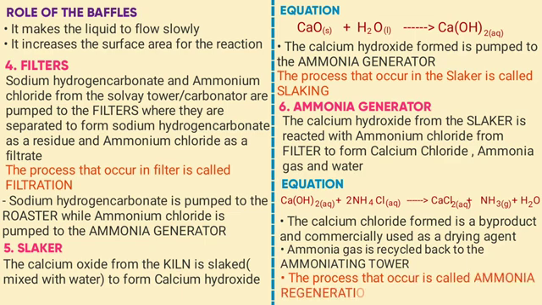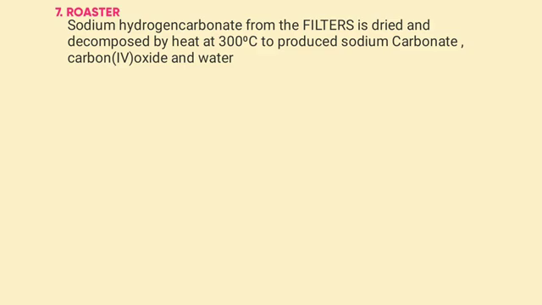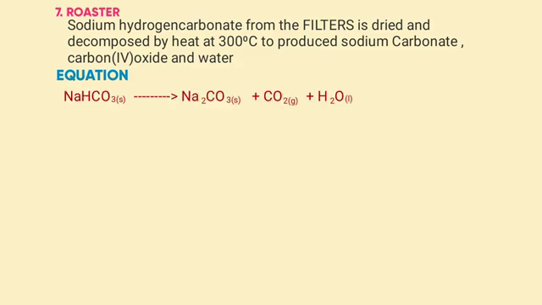The last part is called the roaster. Now sodium hydrogen carbonate that was filtered out from the filter as a residue was pumped into the roaster, where it is decomposed by heat at a temperature of 300 degrees Celsius to form sodium carbonate, carbon dioxide and water. The equation is sodium hydrogen carbonate solid, arrow, sodium carbonate solid plus CO2 gas plus water liquid. To balance the equation, place 2 where there is sodium hydrogen carbonate.